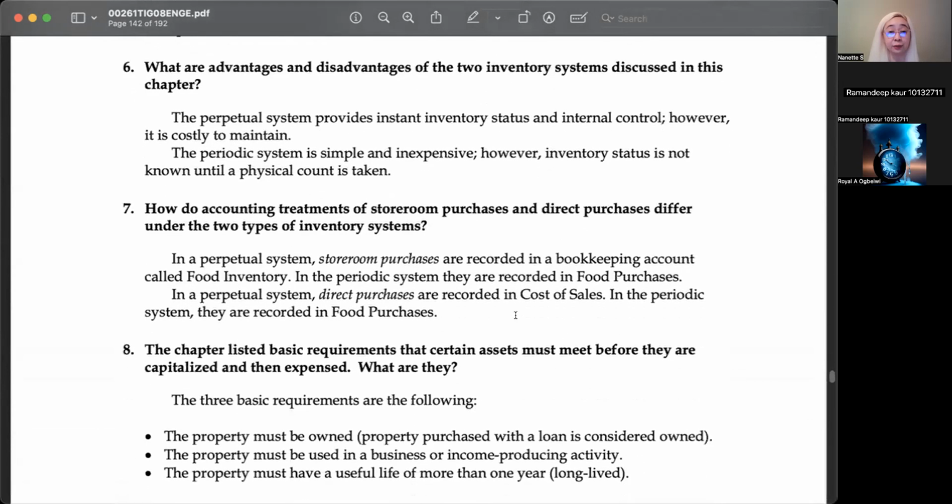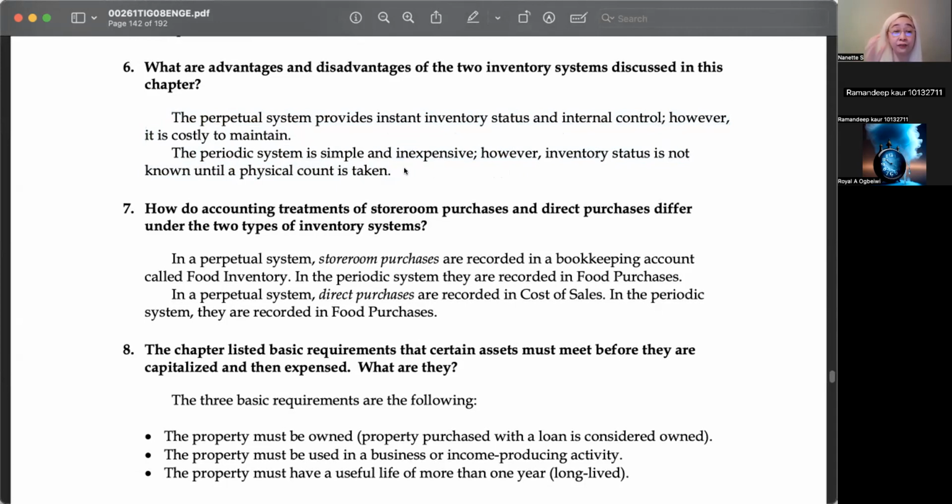So we know now the difference between periodic and perpetual, but what are the advantages and disadvantages? Royal, can you read the advantages and disadvantages, please? Perpetual system provides instant inventory status and internal control. However, it is costly to maintain. The periodic system is simple and inexpensive. However, inventory status is not known until a physical count is taken.